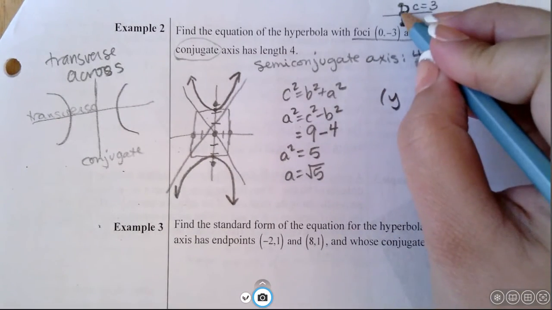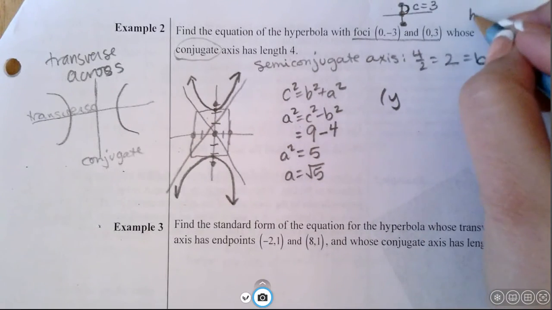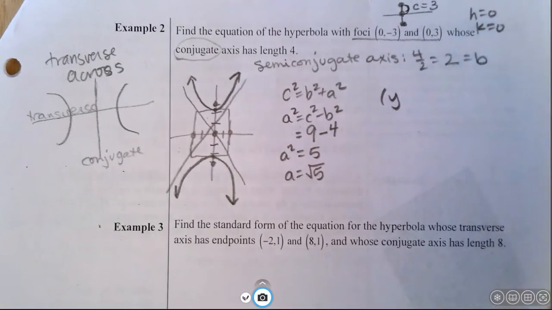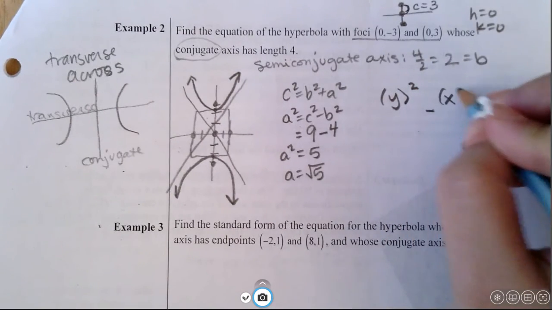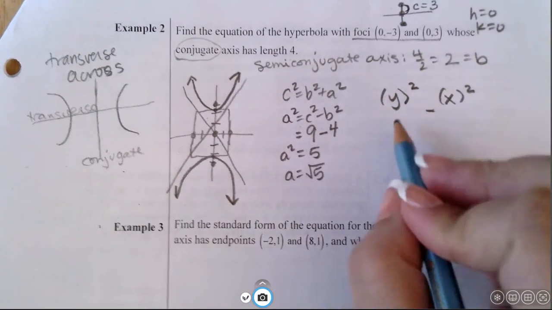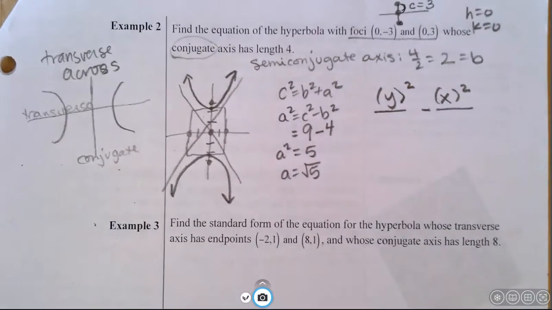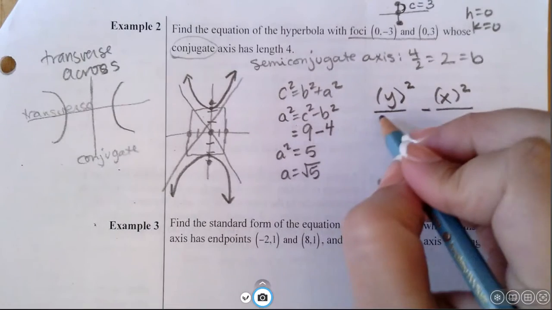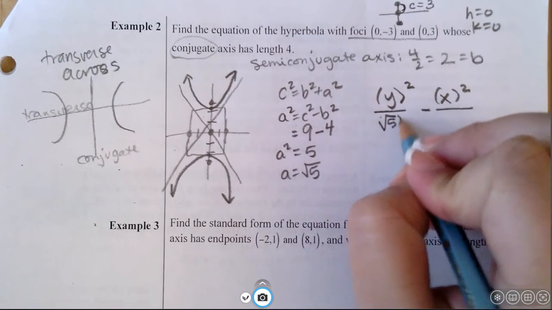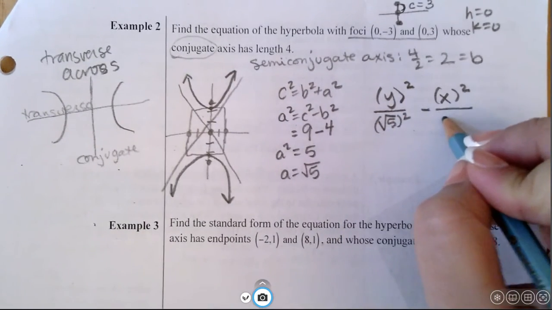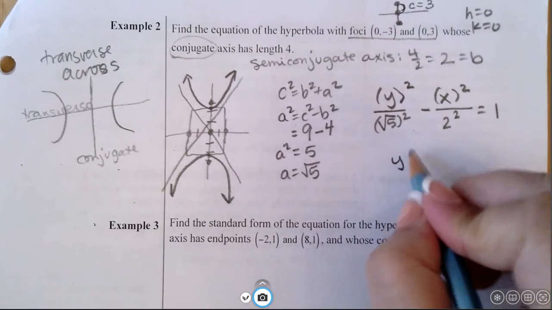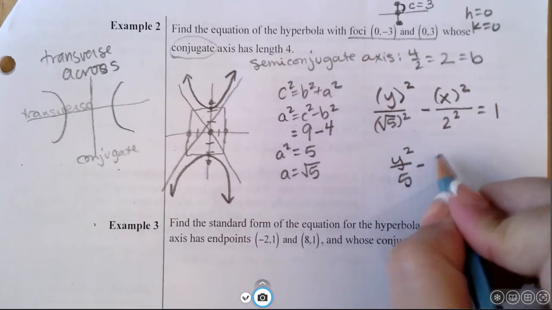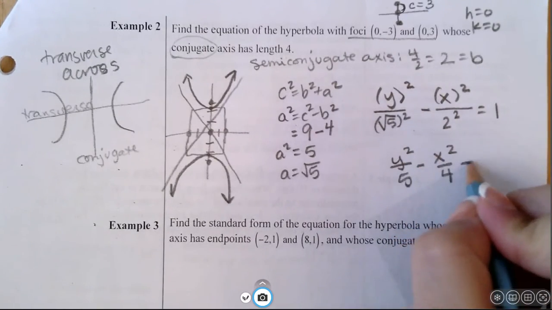Well, if my center was 0, 0, then h is 0 and k is 0. So that's just y squared minus x squared. You don't need the parentheses, but I like to put them to remind myself that I already checked for h and k. Divided by a, always goes first, a squared and b squared equals 1. And then we simplify. So y squared over 5 minus x squared over 4 equals 1.